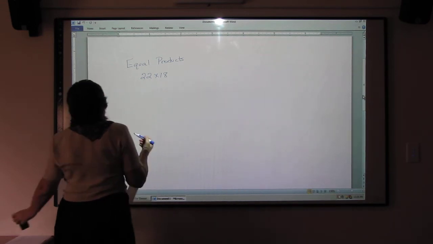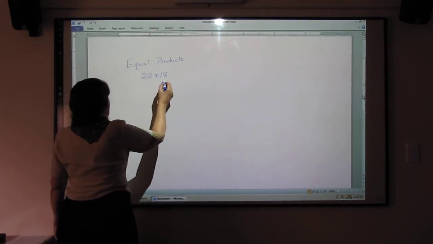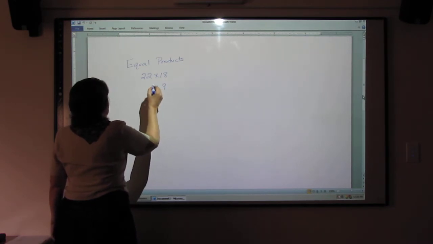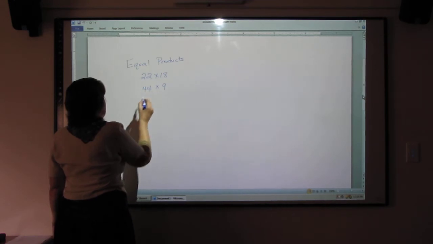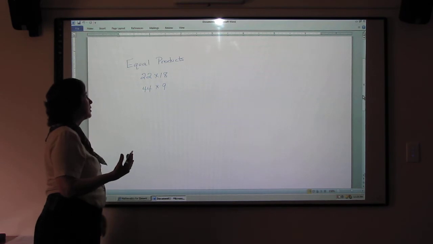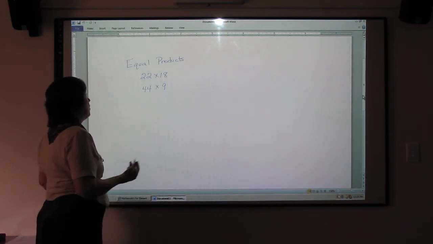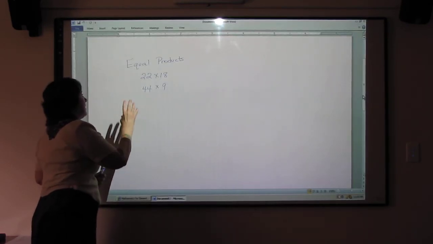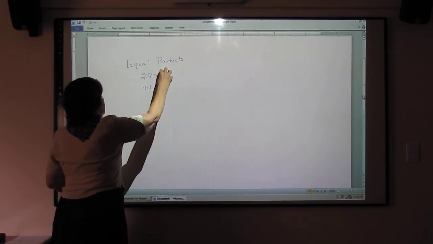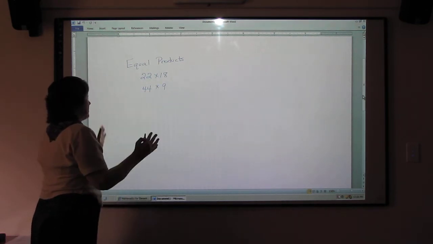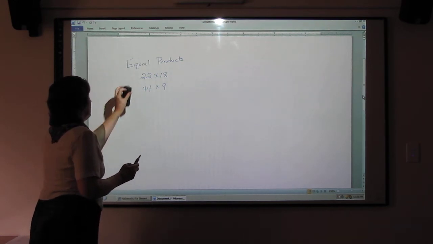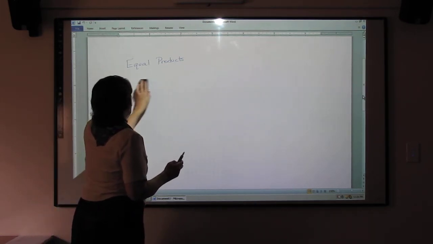I could do it the other way. I could divide this by 2 to get 9, which is pretty easy to multiply by, and multiply this by 2, which would be 44 times 9. Personally, not quite as easy, but that may work better for you. There's no one right and wrong way to do it, but you're doing opposite things. If you're multiplying this by 2, you're dividing this by 2. So you're just changing the proportions of them without changing the problem. Okay. So that's equal products.